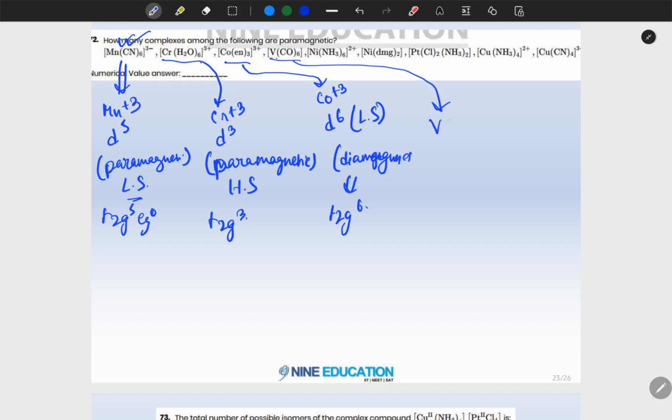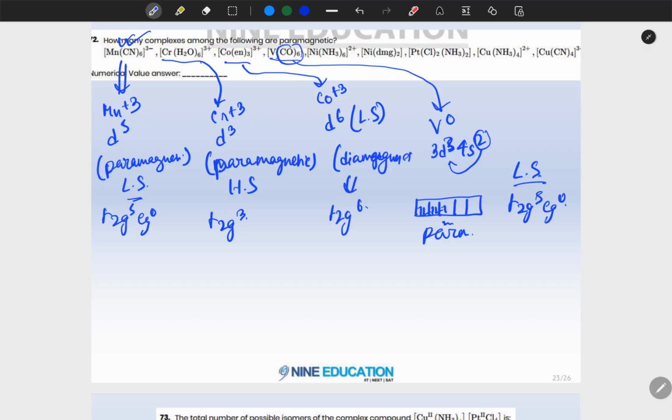Vanadium V(CO)6. Again in this case, what is the electronic configuration of vanadium? Vanadium is present in 0 oxidation state, so the electronic configuration is 3d3 4s2. Because of the presence of the stronger field ligand carbonyl, the 4s electrons will be shifted to 3d, and the electrons will get paired up. So after pairing up, this will be the scenario of the orbitals: 1 2 3 4 5. Since one unpaired electron is present, the resulting complex will also be paramagnetic. Though this is low spin, the electronic configuration is t2g5, eg0, so because of 1 unpaired electron, it is paramagnetic.